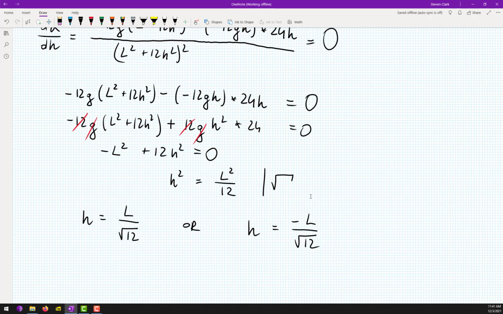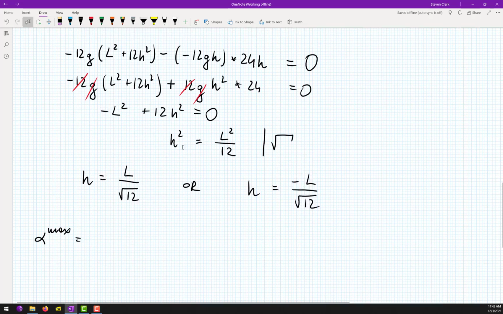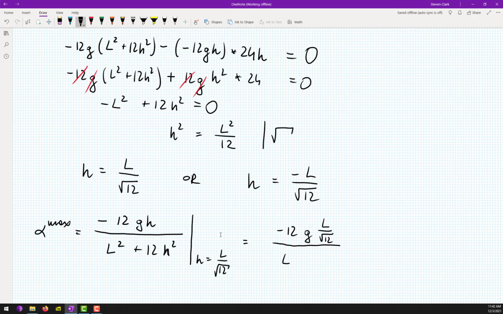Okay, but now let's find alpha max. So I just must take this expression, and I must plug this value in order to obtain alpha max. h is equal to l divided by square root of 12, right? So we will have in here minus 12g l divided by square root of 12, over l squared plus 12 l squared divided by 12. This cancels out.